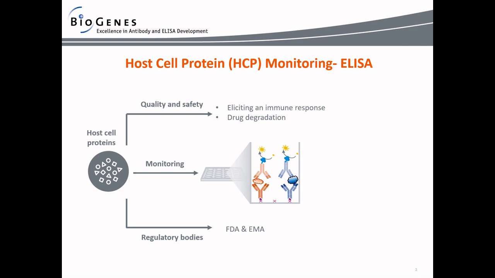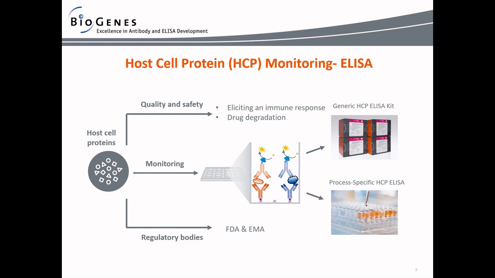Here at BioGenes, there are two options that are generally considered for HCP monitoring. This is the generic HCP ELISA and the process-specific HCP ELISA. The generic HCP ELISA makes use of a broadly acting antibody coverage approach, which is specific only for the selected cell line, whereas the customized or process-specific HCP ELISA is based on greater specificity towards the manufacturing and the processing of the particular biopharmaceutical.